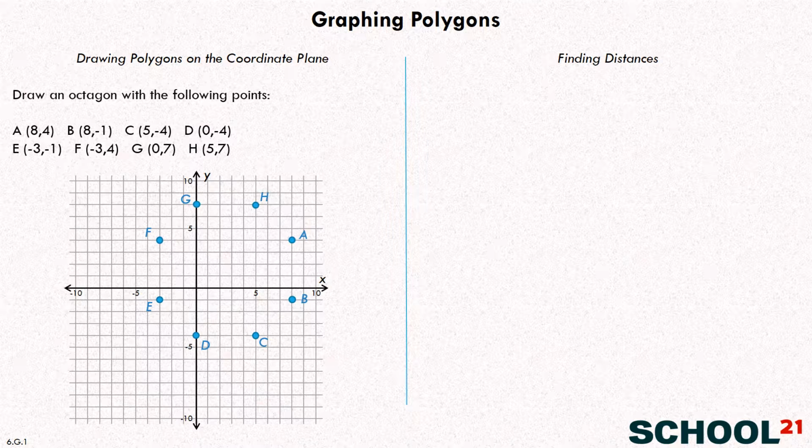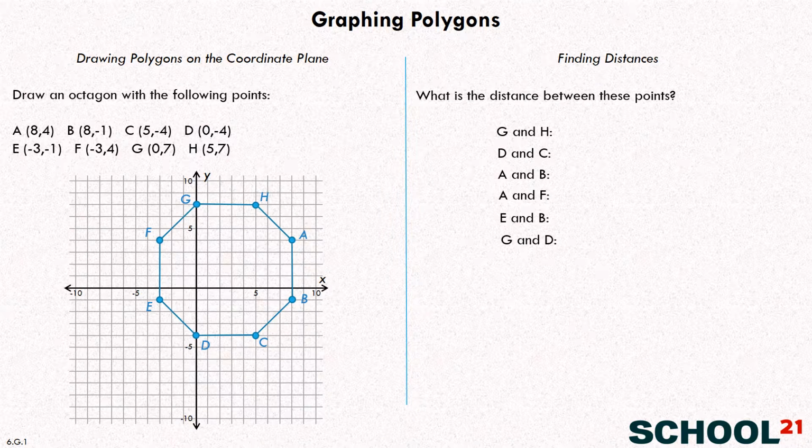Yeah. Okay, and then let's go ahead and just connect those. So does that look like an octagon to you? Yeah. Okay, so if I give you the points for a pentagon or a triangle or any shape really, could you graph them and connect them? Yeah. Yeah, it's pretty easy, right? Mm-hmm. Okay, so now let's go ahead and start using this information to start finding distances, okay?